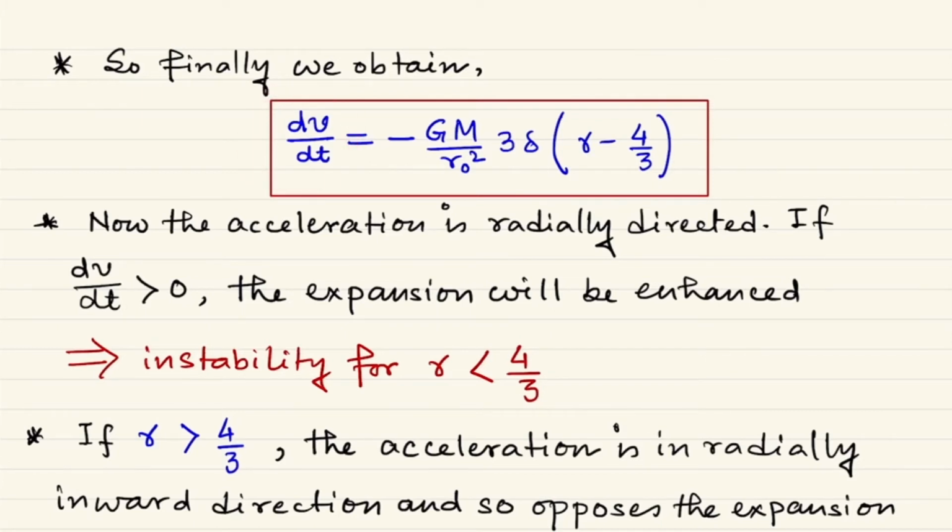so it will counteract the act of dilatation. And when dv dt is greater than 0, simply because G, M, r0 squared, 3 delta all are positive, the only possibility that this becomes greater than 0 is when gamma is less than 4 by 3. Then this part is negative, and this part being negative makes the whole thing positive. So if gamma is less than 4 by 3, then the system, if dilated a bit, will continue expanding, thereby supporting or enhancing the dilatation, and that's why we will have instability.